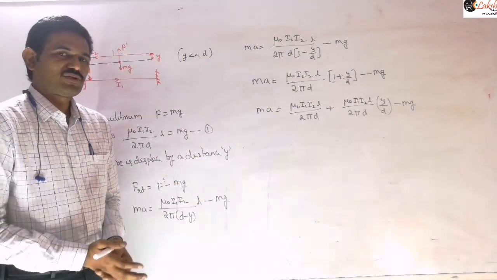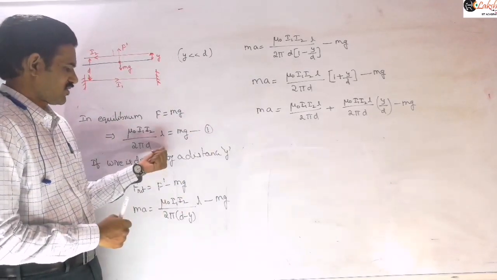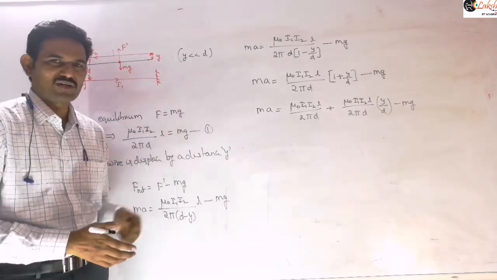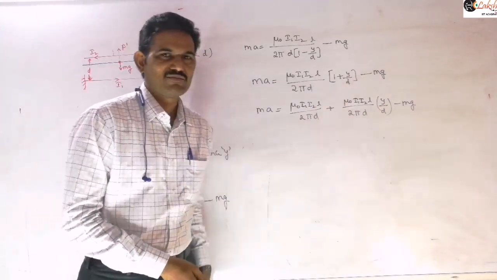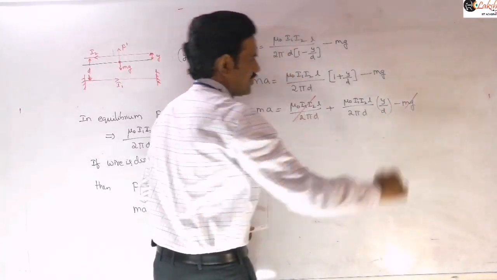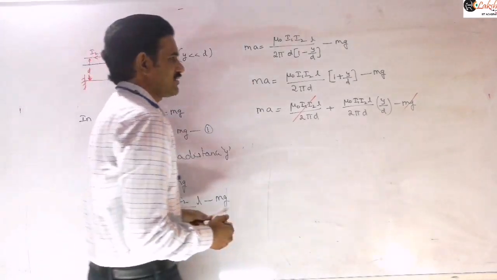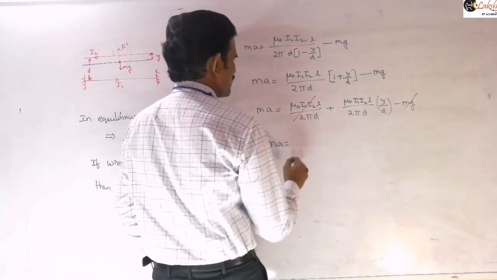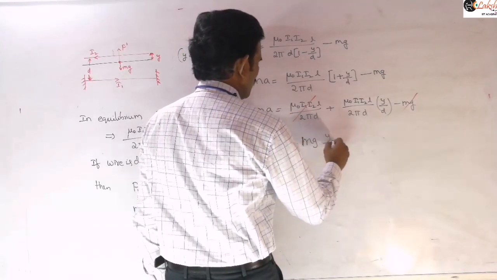And now you can observe that from equation 1, you can simplify that equation. Observe this equation here. Mu naught I1 I2 by 2 pi d into L is nothing but our mg. So this first term is equal to mg, and minus mg is there. So you can cancel these terms because both are equal. And this equation you can write as ma is equal to mg into y by d.